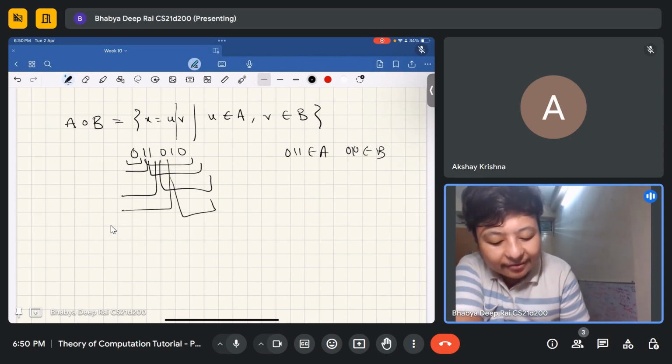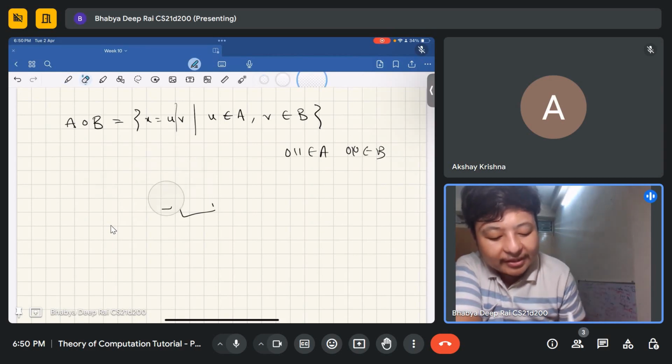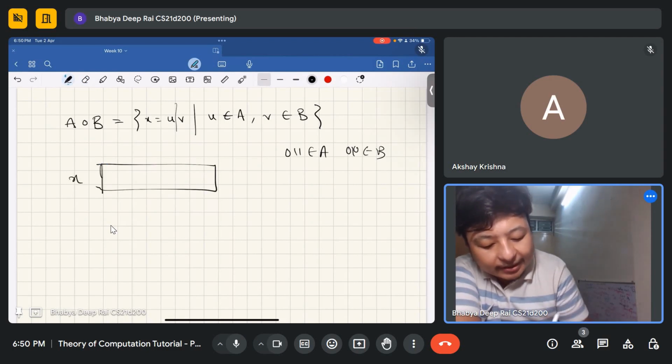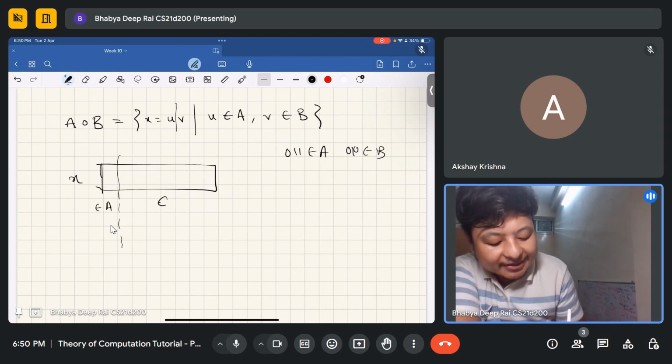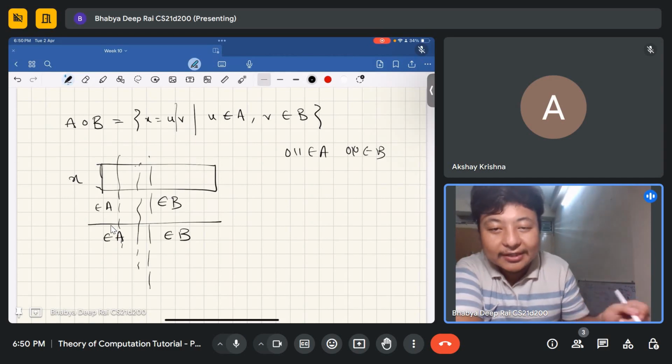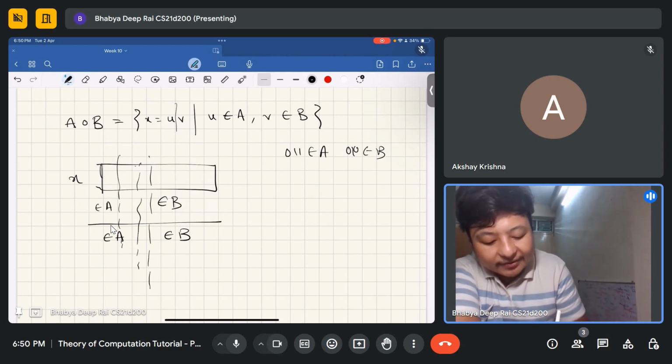I won't write the algorithm, it might get a bit complicated, but the idea is that if you have x, then I'll check whether this part is in A and this part is in B. Then I'll check whether this part is in A and this part is in B, and so on. So how many parts do I need to check? I need to check 1, n minus 1, 2, n minus 2, and so on.